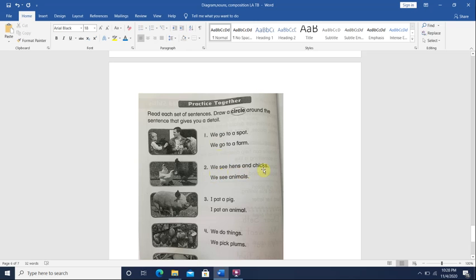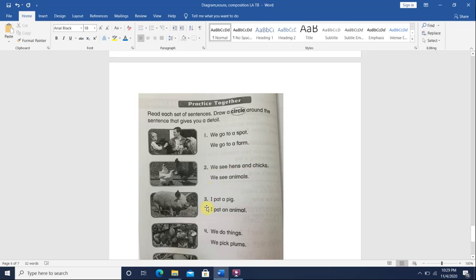All right, sentence number 2. We see hens and chicks. Okay, the second sentence, we see animals. Which sentence gives you more detail? I would say sentence number 1. Why? Because it tells you what animals they saw. They saw hens and chicks. But the second sentence says we saw animals. Did it say what kind of animals? No. The first sentence gives you the detail of the kind. So we will circle the first sentence in number 2.